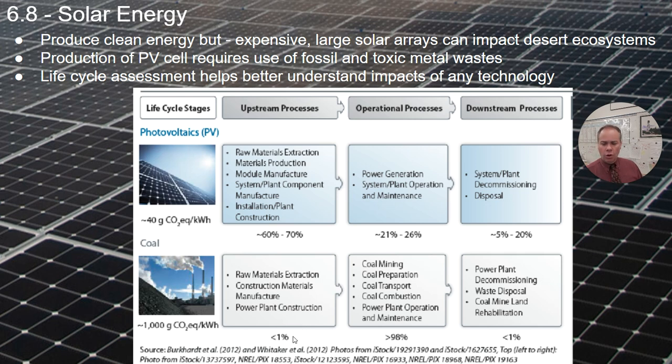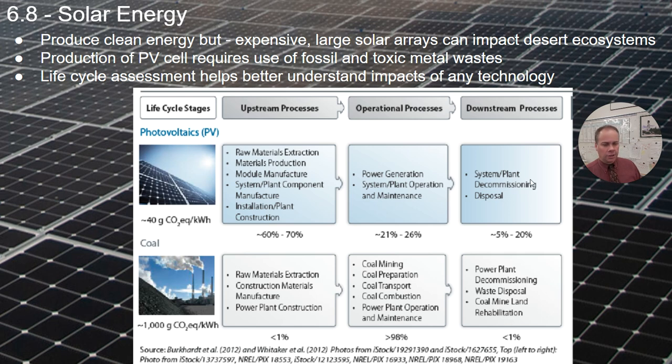But then if we look when they're being operated, the photovoltaic cell emits relatively little carbon dioxide to maintain and to operate it. If we look at the coal power plant, the mining of coal, transport, the actual burning of coal in the power plant, that's the vast majority of the emissions. And then we can look at the final stage, the decommissioning of the power plant, the reclamation of the land, the disposal of the solar panels.